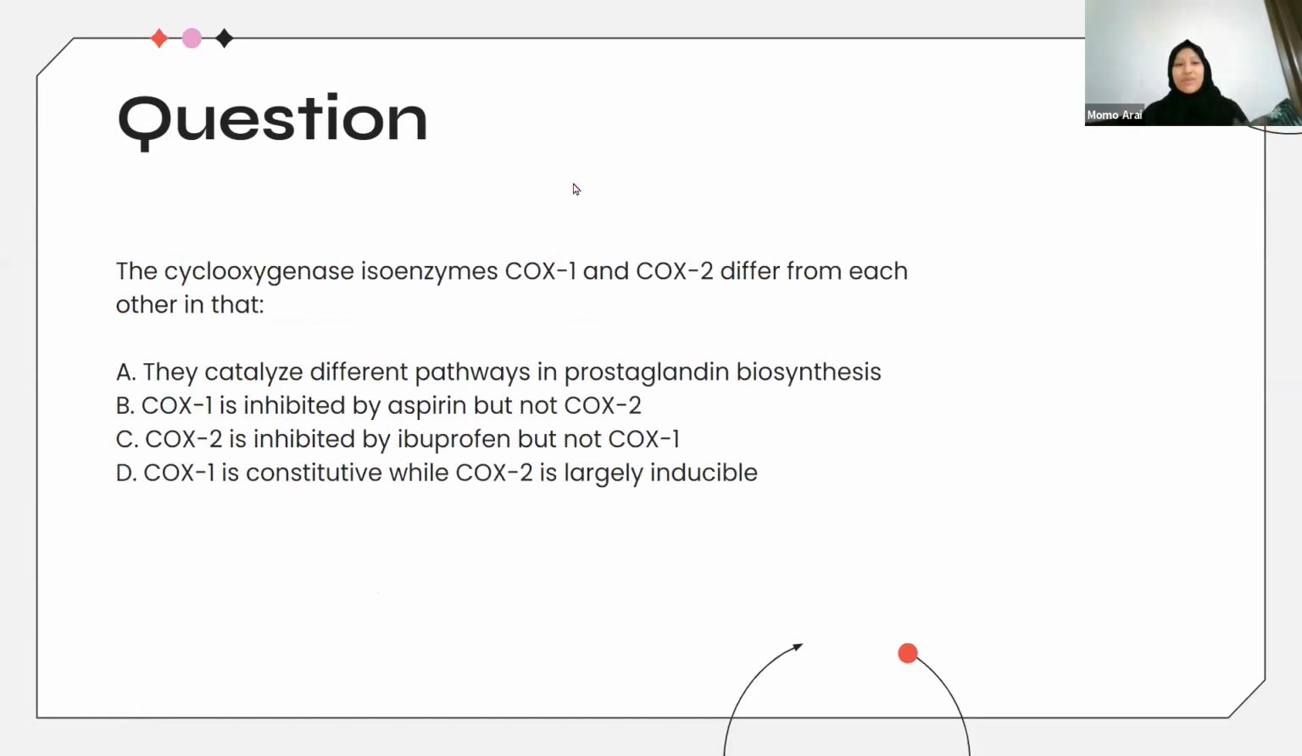I mentioned this before, but the cyclooxygenase isoenzymes COX-1 and COX-2 differ from each other in that, what's different between them?